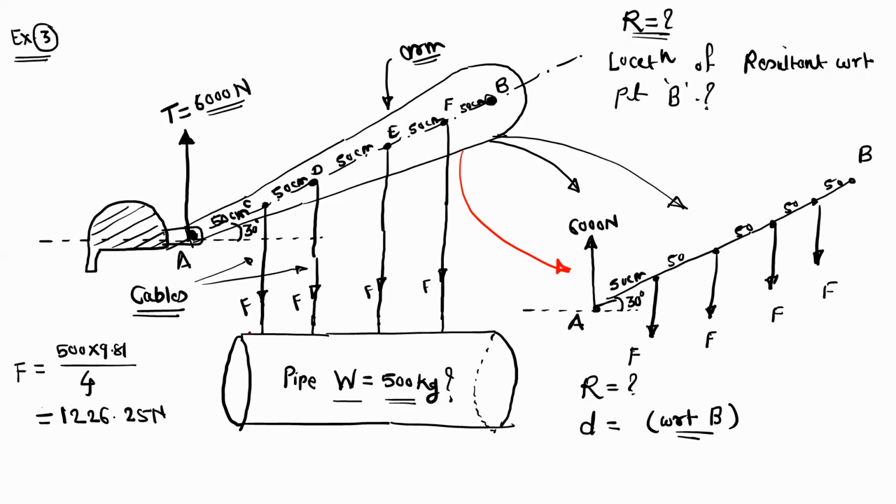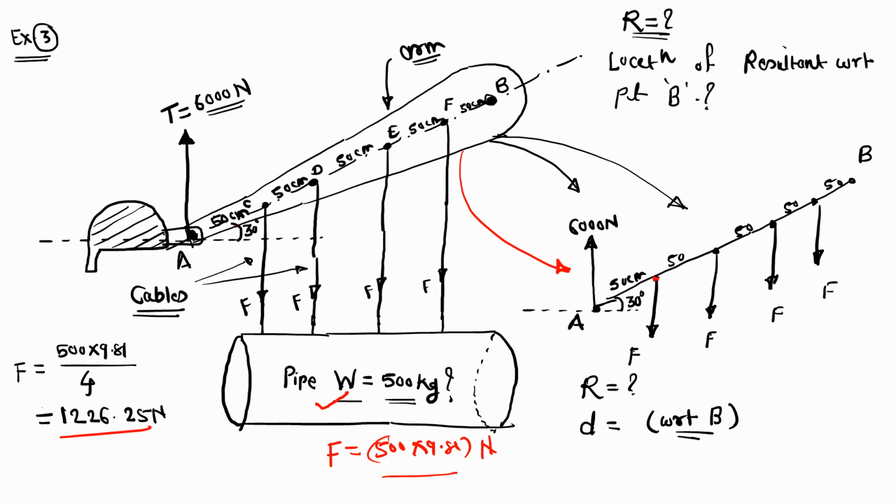So the weight of this pipe is given as W, that is equal to 500 kg. So we can convert this weight in terms of a force. So force will be 500 into 9.81, so unit will be Newton. Now each cable will have the load or force which is equal to total force divided by 4. So each cable will have a force of 1226.25 Newton. So we will show these forces.